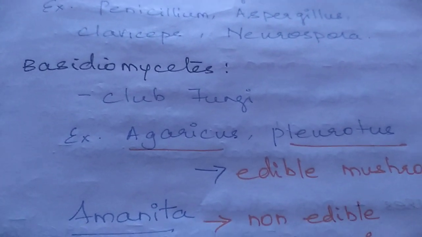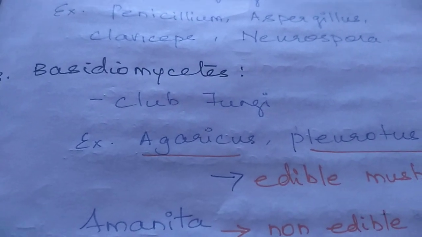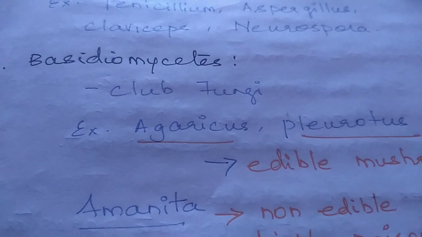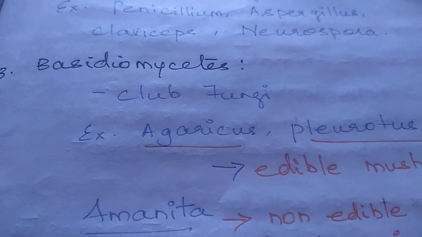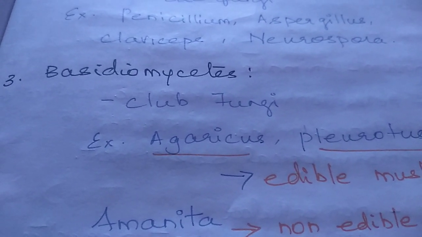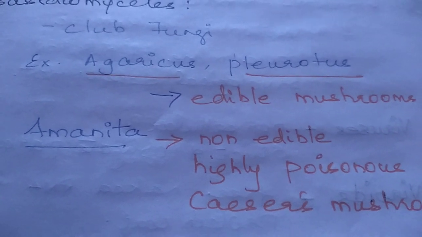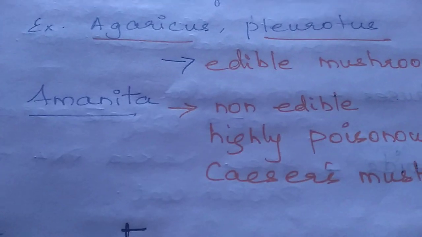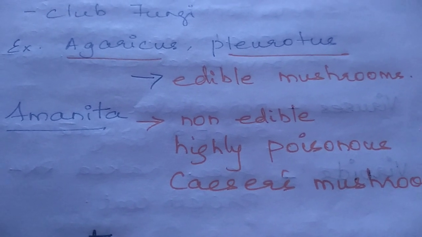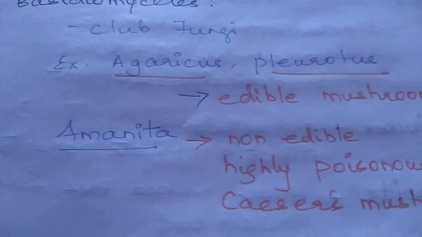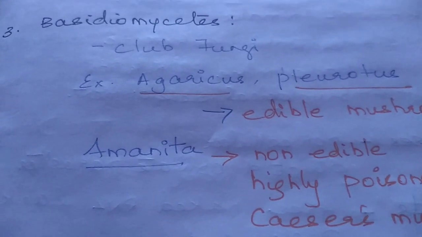The next class is Basidiomycetes. Basidiomycetes are otherwise called club fungi, because of their appearance. They are mostly parasites and saprophytes, and examples of these members are mushrooms, pore fungi, stinkhorns and bird's nest fungi. There are many important examples, and some of the important members are mostly mushrooms. Agaricus and Pleurotus are edible mushrooms and can be eaten, and Amanita is non-edible and highly poisonous, and it is called Caesar's mushroom. How to remember this? Imagine that all the mushrooms are having a club, and the club name is Basidiomycetes.